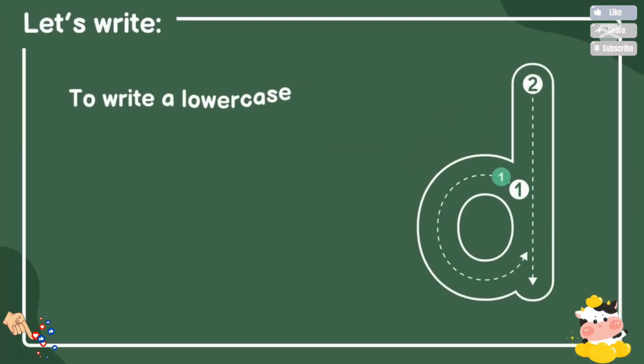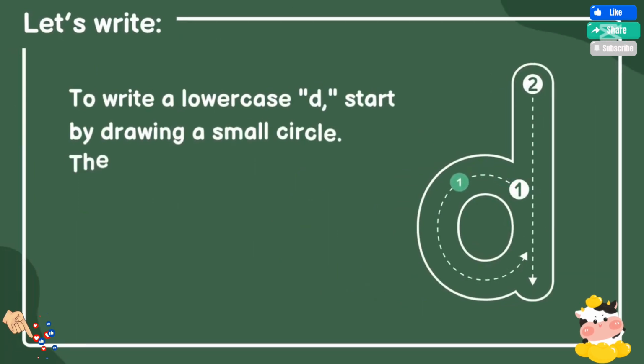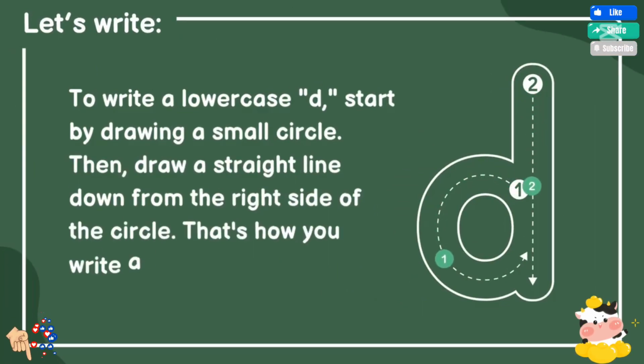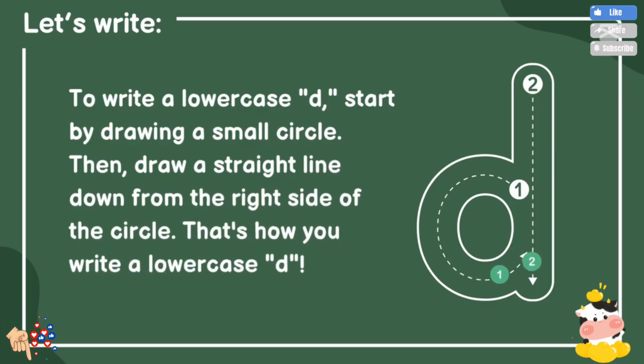To write a lowercase d, start by drawing a small circle. Then, draw a straight line down from the right side of the circle. That's how you write a lowercase d.